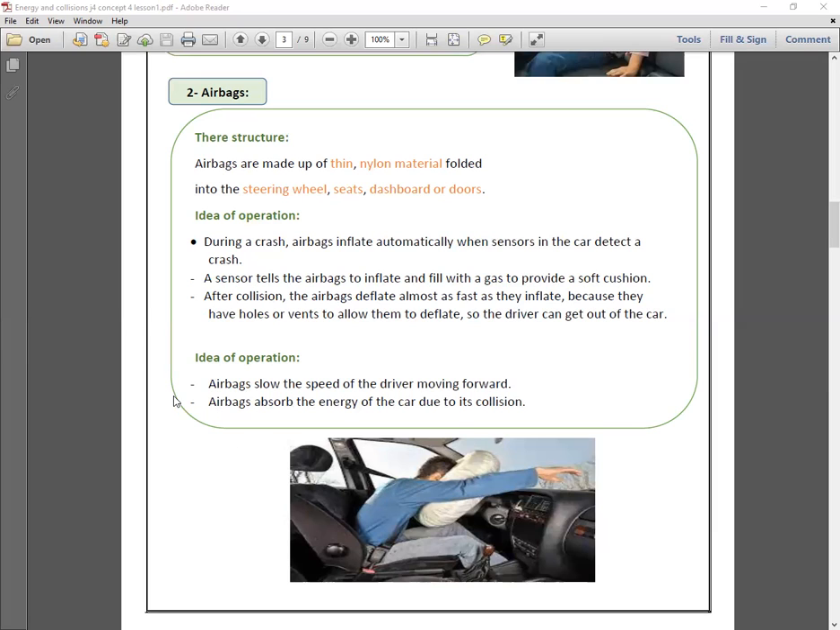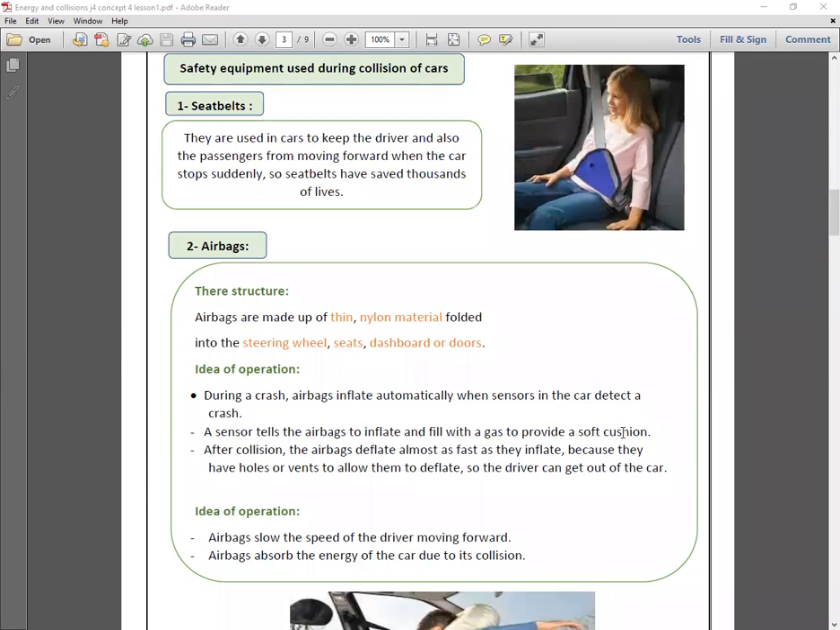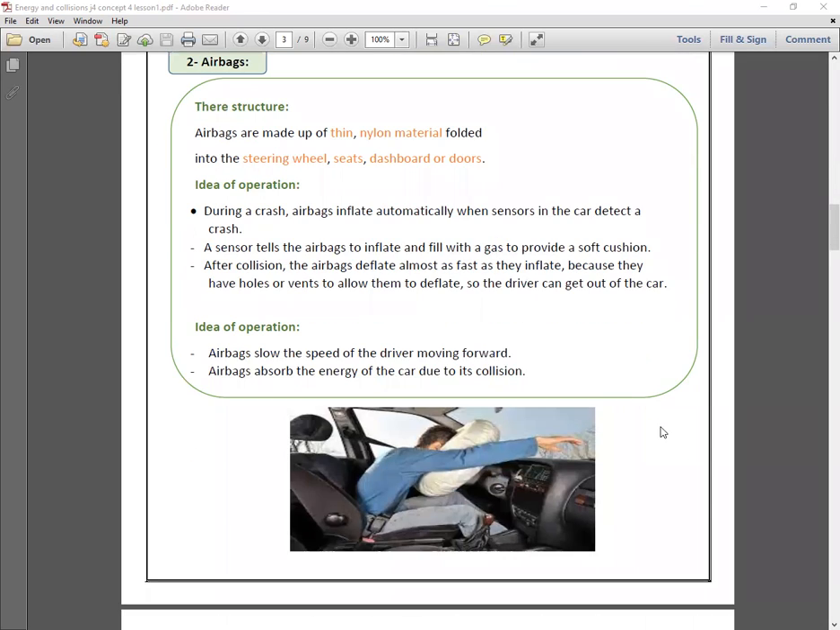Okay, so the idea of operation: airbags slow the speed of the driver moving forward, and airbags absorb the energy of the car due to its collision, so they reduce the damage. Okay, so airbags and seat belts, both of them are very important. Seat belts are used in ordinary time, so we can use them once we start to drive the car or once we are inside the car. But airbags appear only in case there is a crash or an accident.